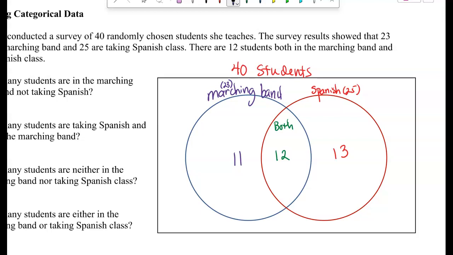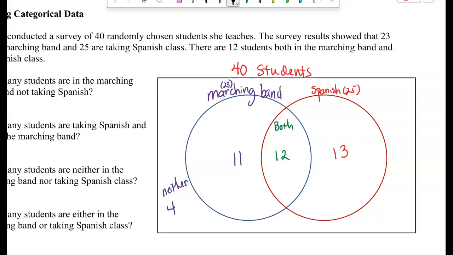What's 11 plus 12 plus 13? How many students are there? Where's my 4? Not doing either. So where are they at? Out here somewhere. Remember, everything inside that rectangle has to add up to that number that she surveyed. But if it doesn't fit into either one of those categories, they're outside of it. Does that make sense? Yeah.